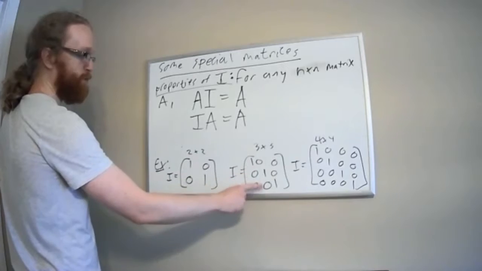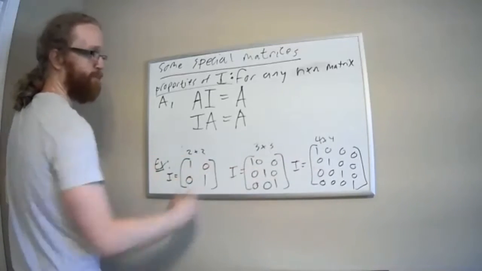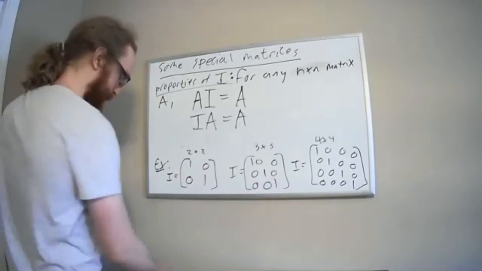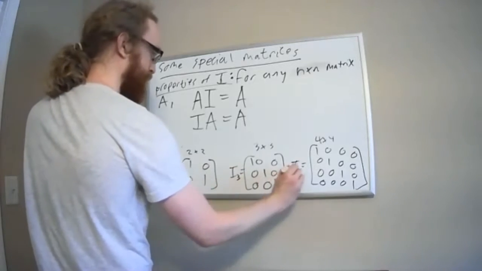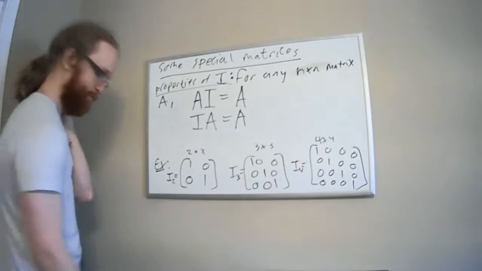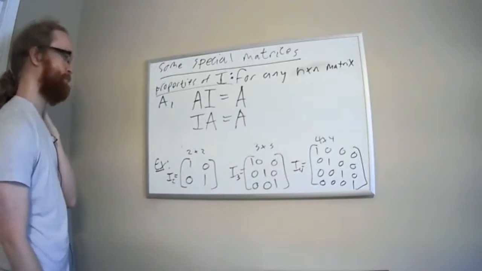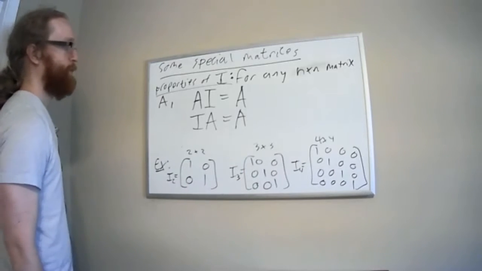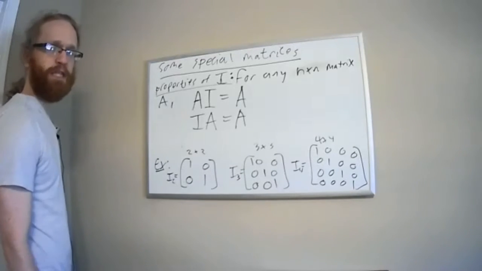Ones down the diagonal and 0s elsewhere, and I'm just going to write I for all of them, basically. So maybe I could do I3 or I4, and so forth, to indicate the dimension. But anyway, it's sort of a confusing thing. But any other questions?